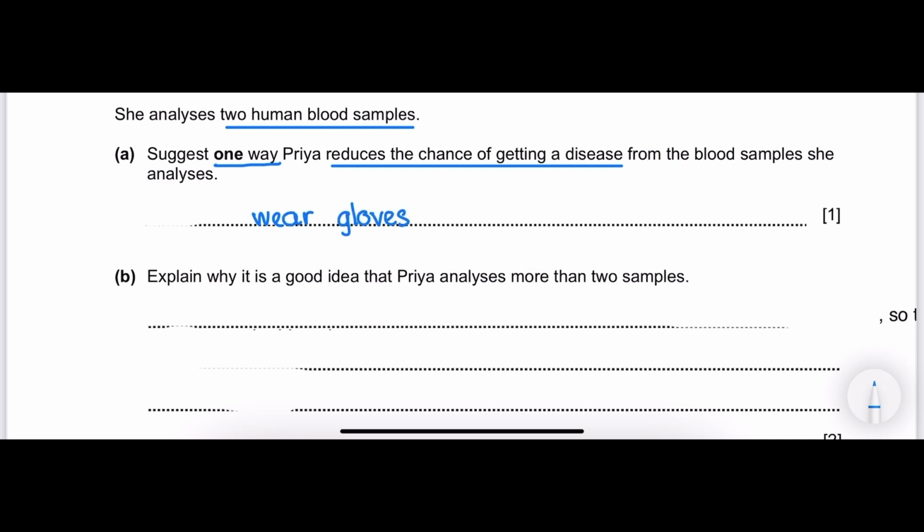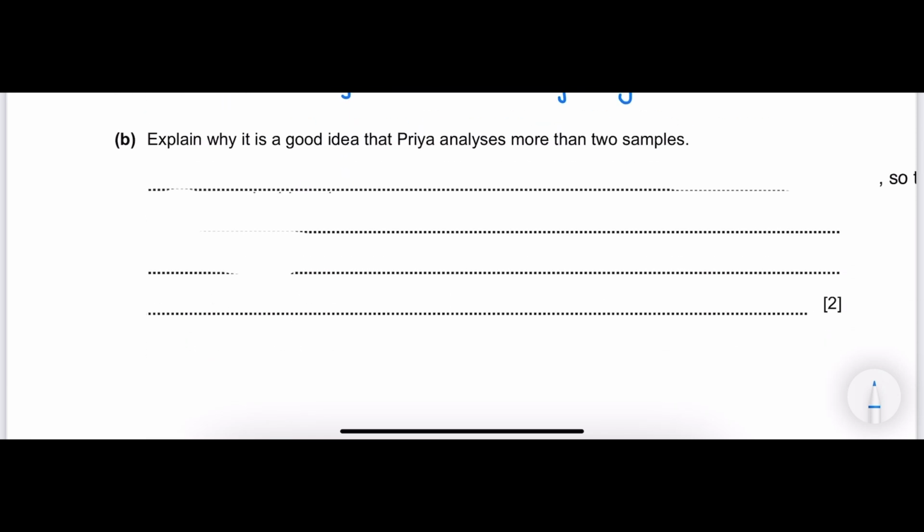A. How Priya can reduce the risk of disease. Since she is handling blood samples, she needs to take precautions to avoid infections. One way to reduce the risk is by wearing gloves. This prevents direct contact with blood and reduces the chance of contamination.